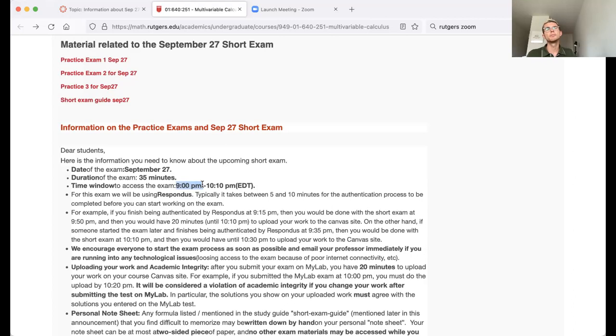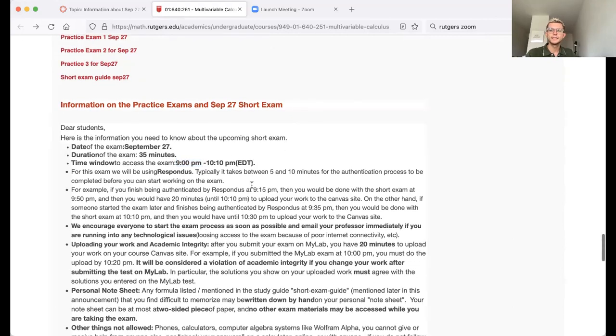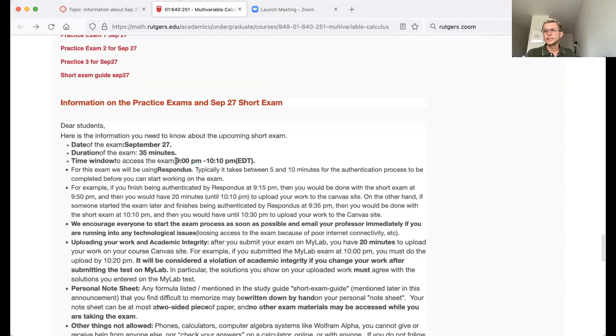It's a long story, but it is to some extent because all the sections of 250 were taken at the same time. So it's the same exam for everyone. This is the time window where you can access the exam. You don't need to start the exam at 9 p.m. because the actual exam is only 35 minutes. So you could start at 9:20, for example.